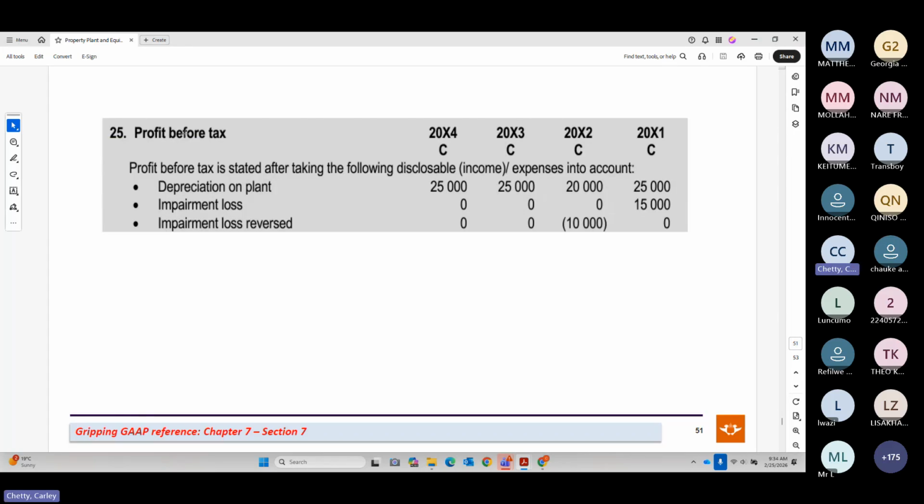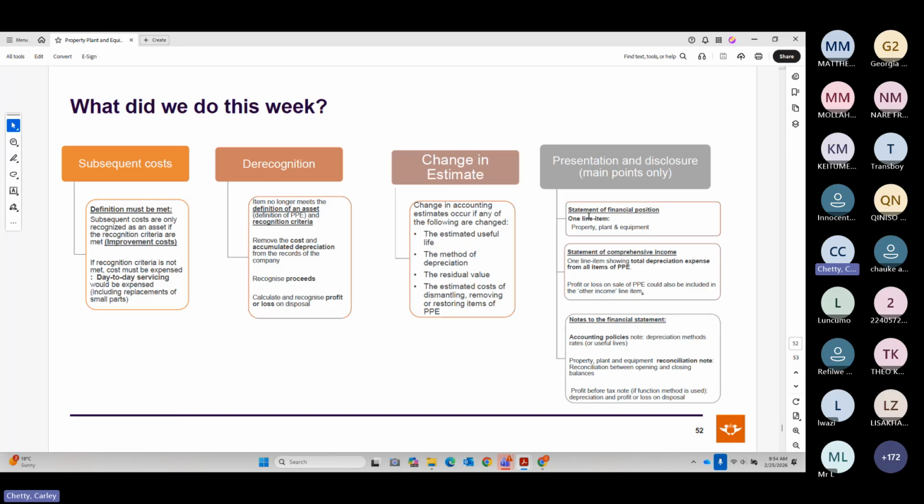Then we have the profit before tax note. So this shows all of those items from property, plant, and equipment that affect the profit before tax. So things like depreciation, that's going to reduce the profit before tax, and the impairment loss as well. So we had the impairment loss in 20x1, and then we had an impairment loss reversed in 20x2. So this is just showing all of the items that are affecting the profit before tax in the statement of comprehensive income.